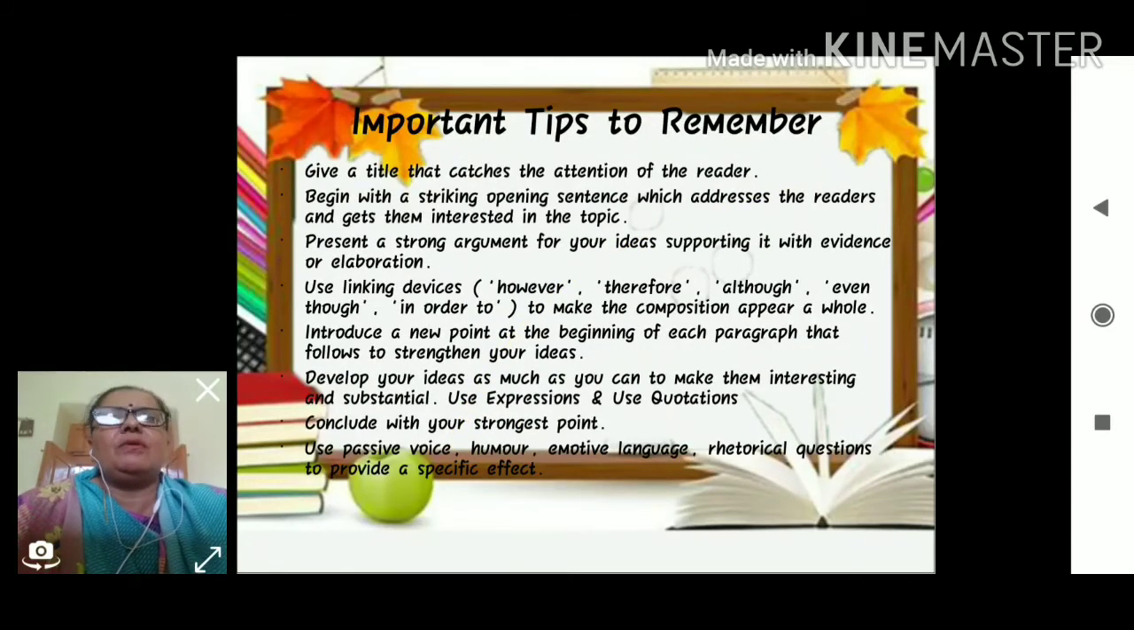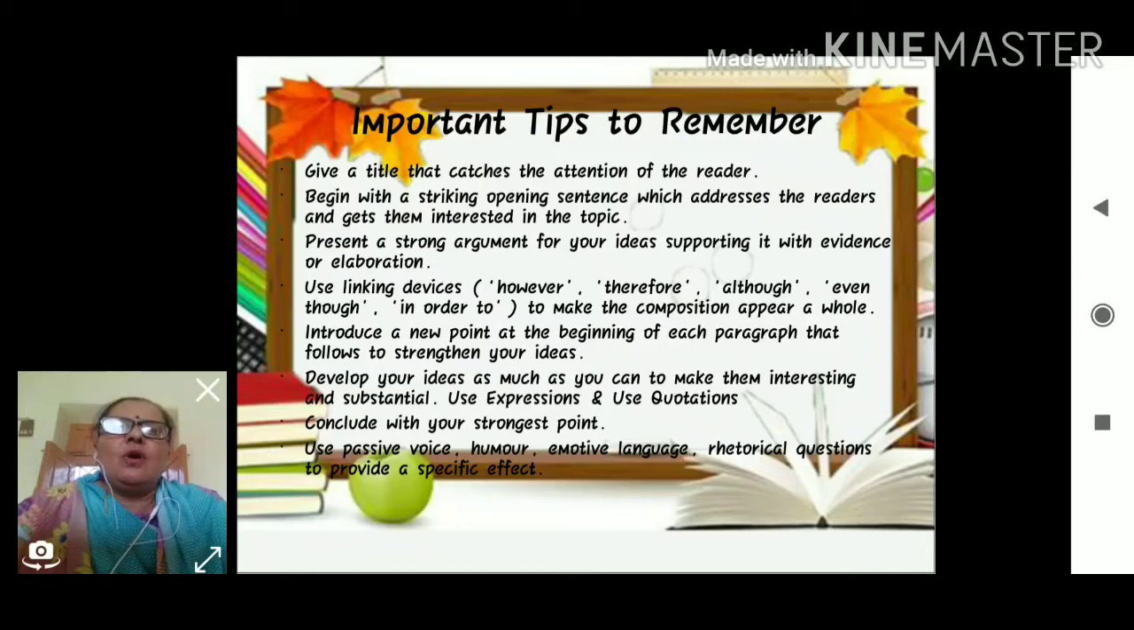Now, what are the tips to remember when you write an article? You should give a title, which I already told you. The heading should be catchy. It should catch the attention of the reader. Then you should start with a striking opening sentence, very beautifully, so that any reader gets interested in the topic. You have to even present a very strong argument which will support your ideas. You can use some linking devices like however, although, though, in order to, so that, to make your composition appear better.